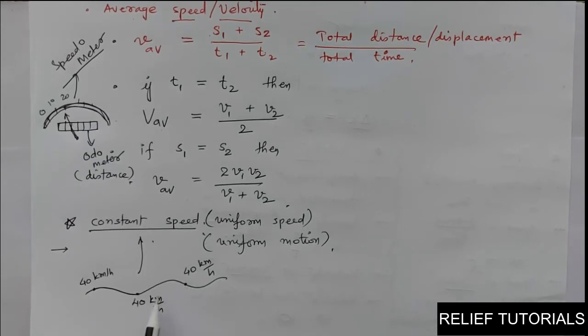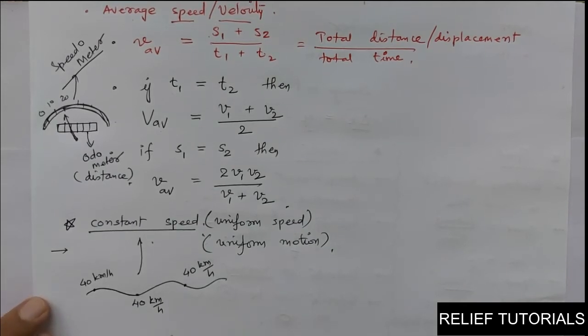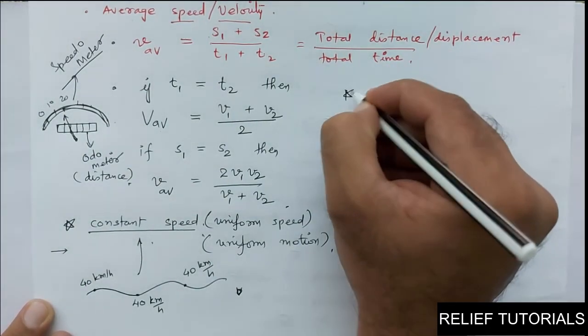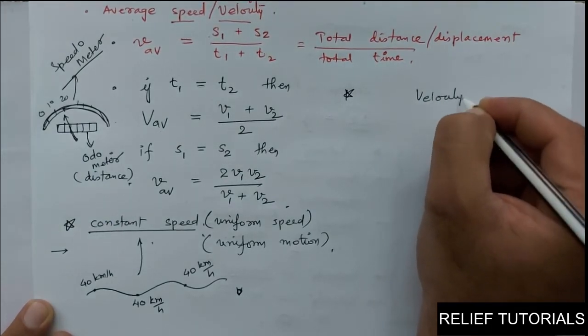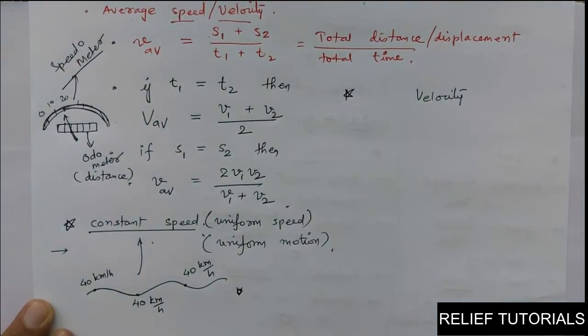Now I ask you one question. Here the speed remains constant. Agreed. But what do you think? Here the velocity is constant. Is the velocity constant here? Now, what do you mean by velocity? Velocity is a vector quantity. So, velocity is not only having the magnitude, it is having magnitude as well as direction.